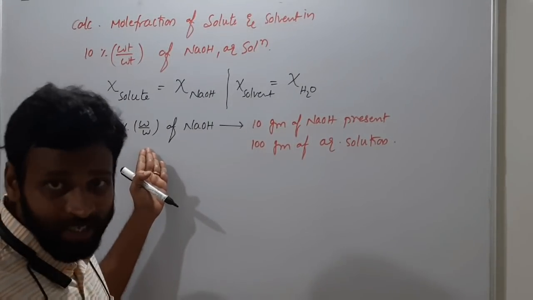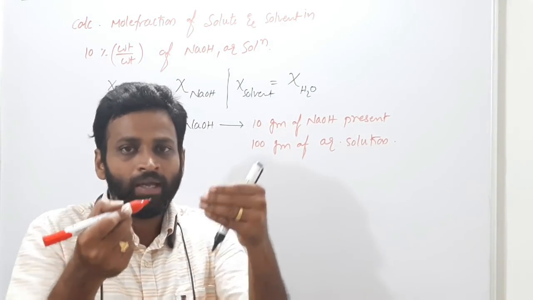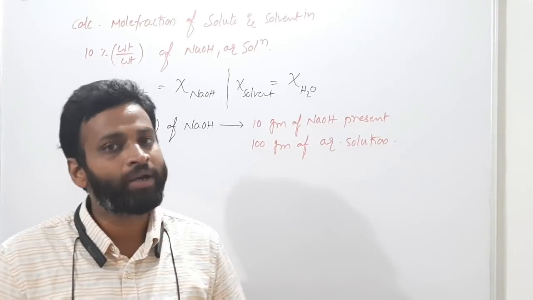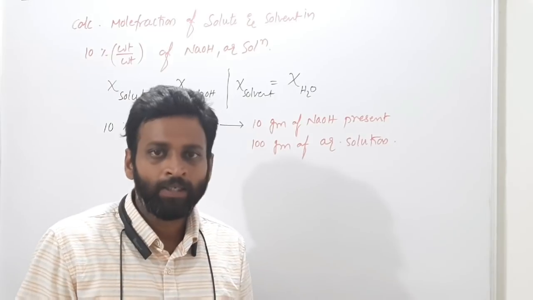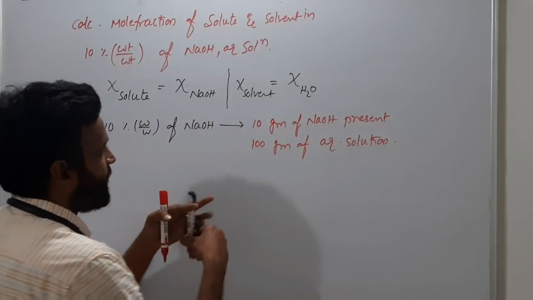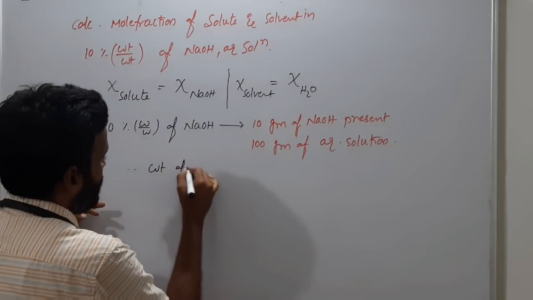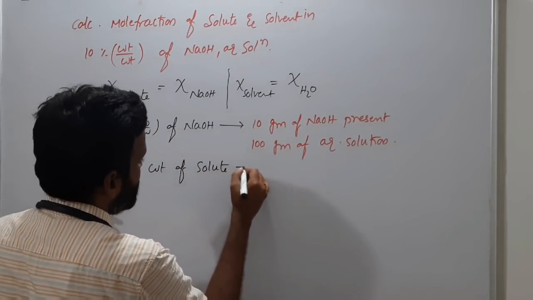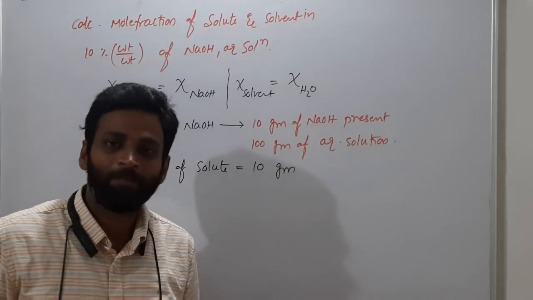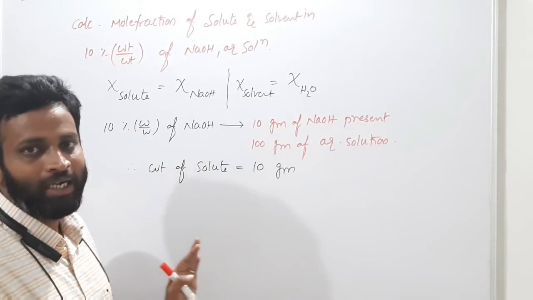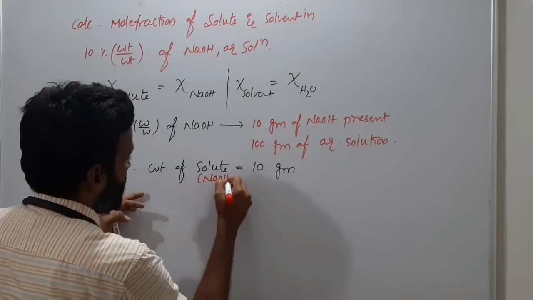Because weight by weight formula was given or not? What is weight by weight? Percentage weight by weight means weight of solute by weight of solution into 100. So 10 by 100 into 100, then only 10 you will get or not? So 10 grams of NaOH is present. So it's very clear. Therefore, weight of solute is how much? 10 grams. Weight of solute is 10 grams. Who is solute here? Solute is sodium hydroxide.